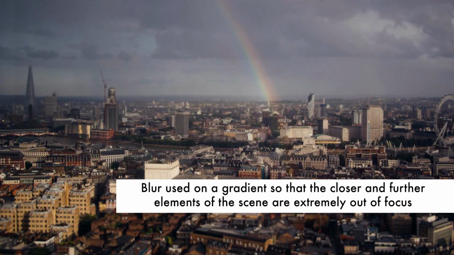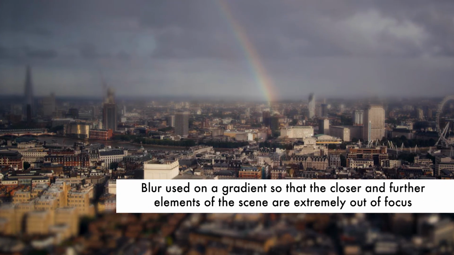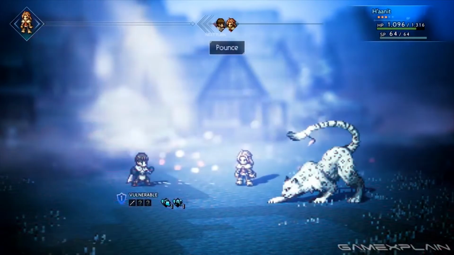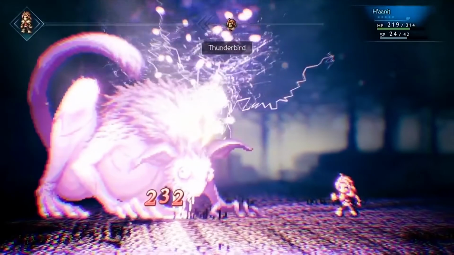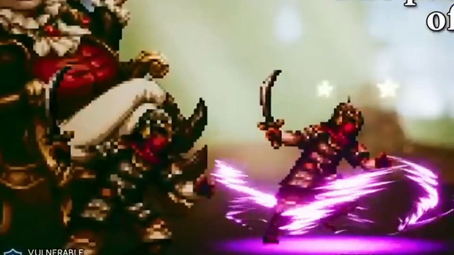This is a photographic technique that makes landscapes appear to be tiny, like models. Beams of light pierce from above, and in battle, particle effects and glows add oomph to attacks. Combining these with detailed 3D effects, HD hand-drawn cell animation and the pixel animation of the characters and enemies gives each battle a real sense of dynamism.